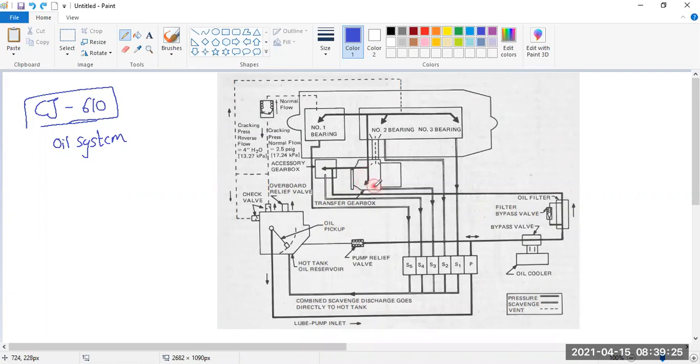In this engine, there are two types of gearbox: the accessory gearbox and the transfer gearbox. So first it went into the accessory gearbox. Second, this is the jet, the second oil jet brought it into the transfer gearbox, and then this line divides into three parts: number one bearing, number two bearing, number three bearing. These bearings are similar to the bearing compartments as we have done in the previous class.